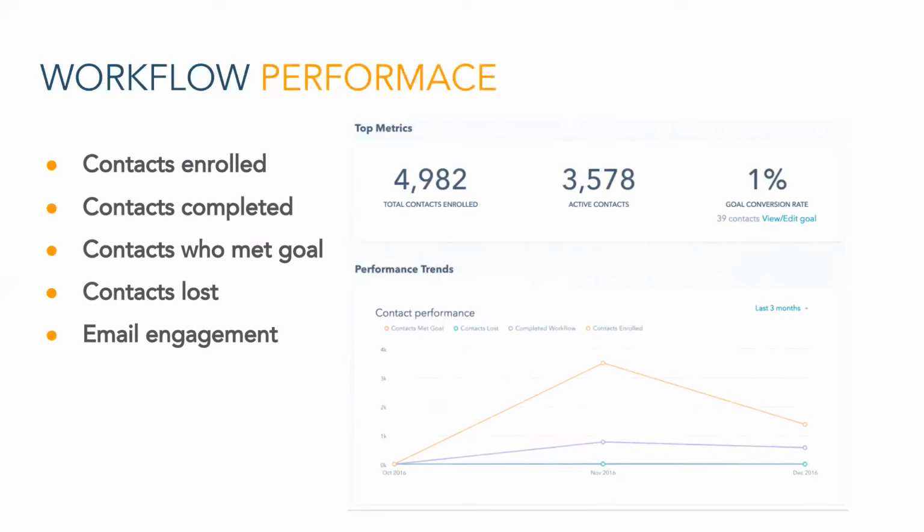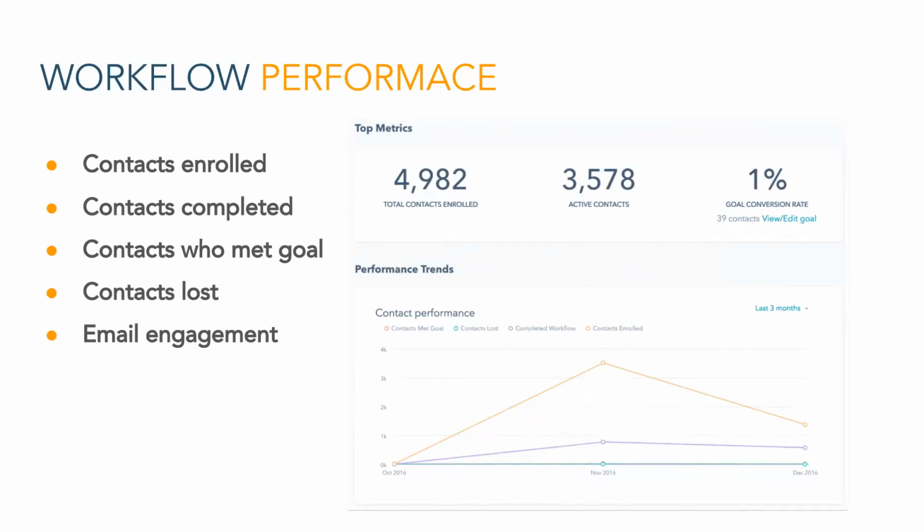So you don't get this data unless you set a goal. Okay, so we can't give you the goal conversion rate if you don't set a goal. So the contacts enrolled is the number of contacts in the workflow. Contacts completed are the number of contacts who completed the final action in the workflow. So for example, a contact that completes four of five actions in a workflow, but does not complete the fifth and final action, is not considered to have completed the workflow.